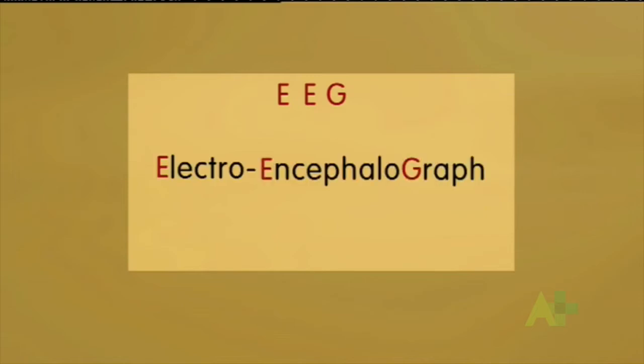He says an EEG. That's an abbreviation. We don't pronounce it as a word, we say each letter: E-E-G. EEG stands for electroencephalograph. That's a type of brain scan, but you can see why we shorten it to EEG.